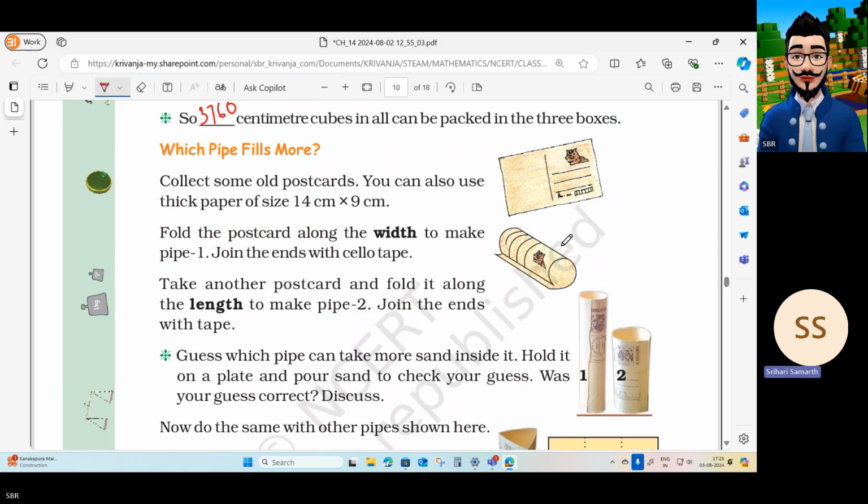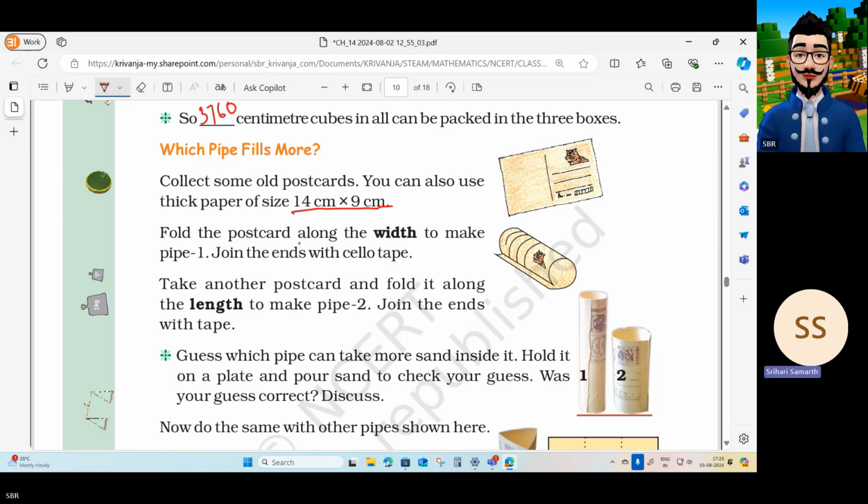Which pipe fills more? Read it. Collect some old postcards. You can also use thick paper of size 14 centimeter into 9 centimeter. Okay. Remember these dimensions. Next.